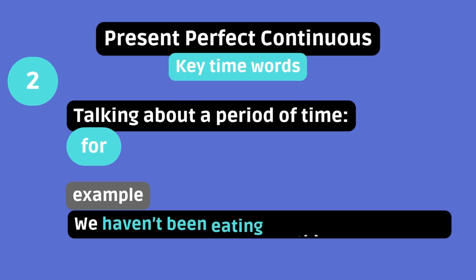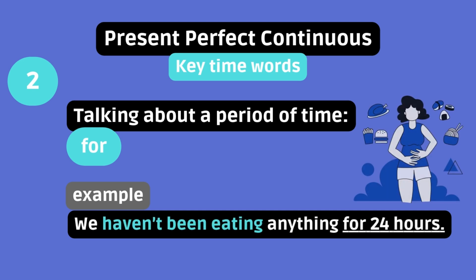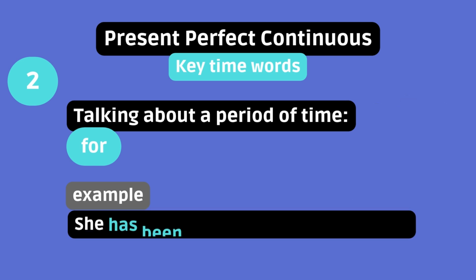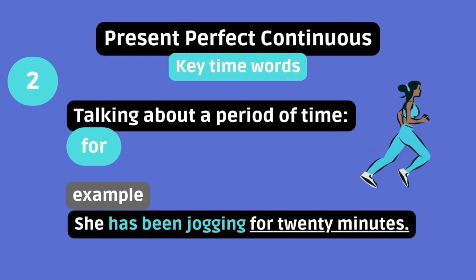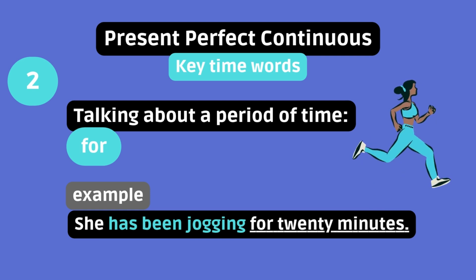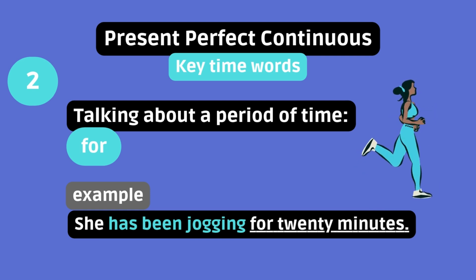Example: we haven't been eating anything for 24 hours. Not eating is currently happening, and it has lasted 24 hours and counting. She has been jogging for 20 minutes. Jogging is happening now and has lasted 20 minutes so far.